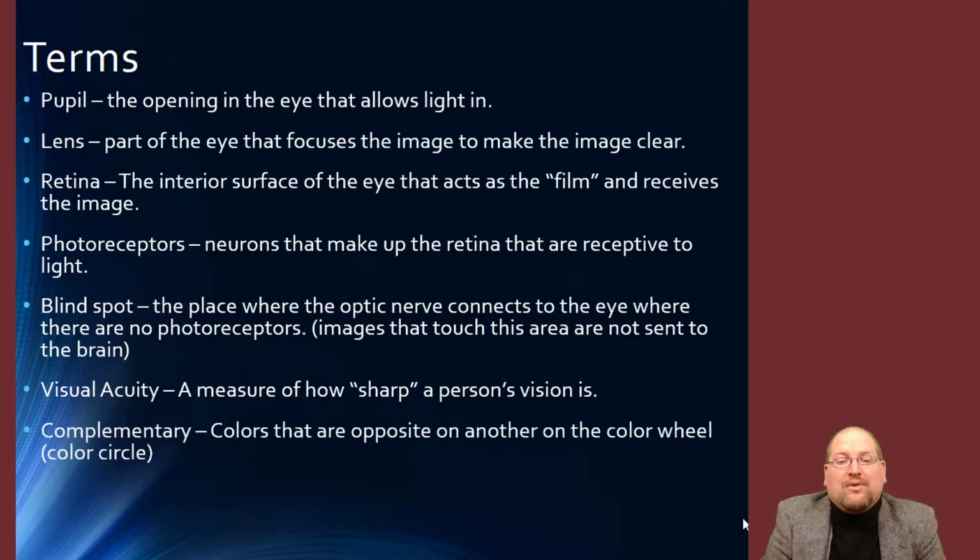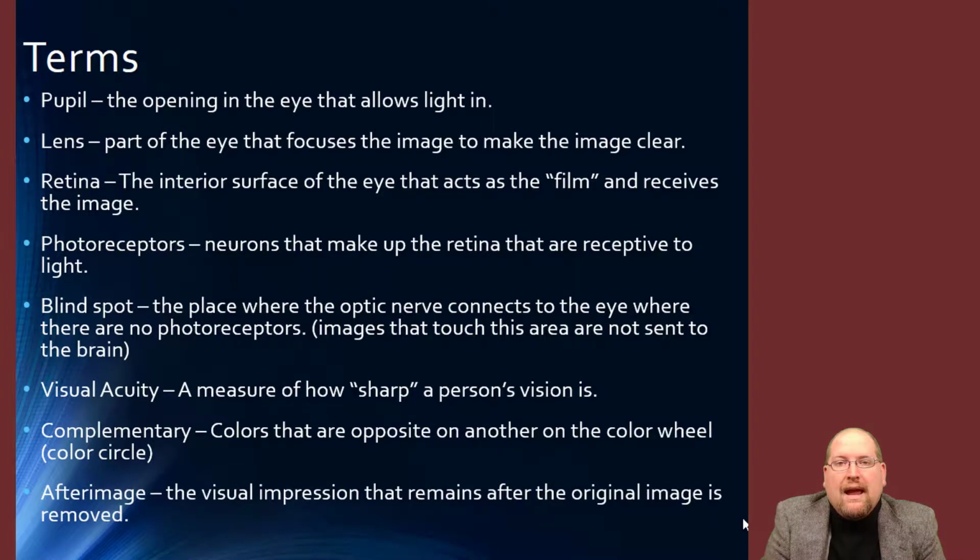We're going to look at complementary colors, colors that are opposite of one another on the color wheel or the color circle, and how that affects our vision in some ways. And we'll be talking a little bit about what's called an afterimage, the visual impression that remains after the original image has been removed. And we'll do a little experiment with that.